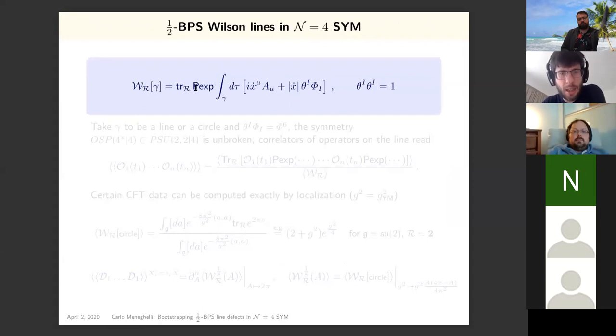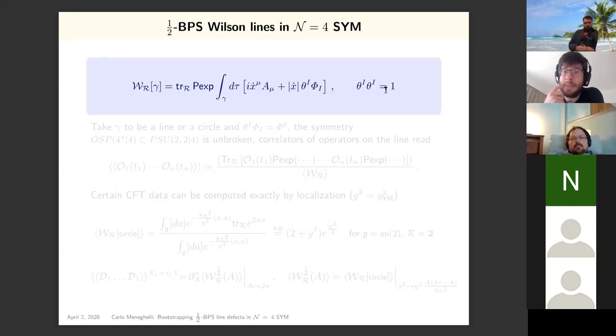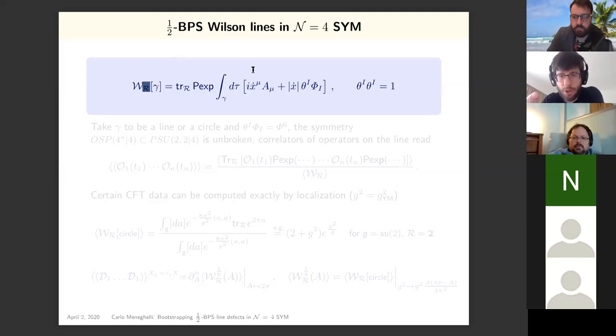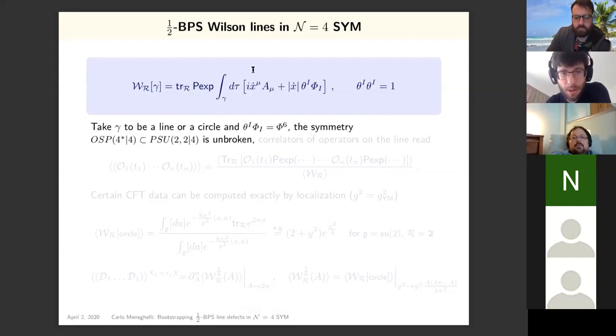So let's recall the Wilson line. This is the RTPS Wilson line. What is the standard bit of a Wilson line? And then there is an extra term which couples the line to the scalars with a unit vector. Remember that we have two parameters here: one is the representation in which we take the trace, and the other is the choice of loop or path. Since we have N=4 supersymmetry, we can choose freely a gauge group and a value of the, if you wish, complexified coupling. So the line is parameterized by a choice of gauge group, a choice of coupling, and a choice of R. Concerning gamma, I will restrict to a line or a circle, and we can always rotate theta to be along the sixth component. Here we see very well how SO(6) is broken down to SO(5) because you have this one direction.